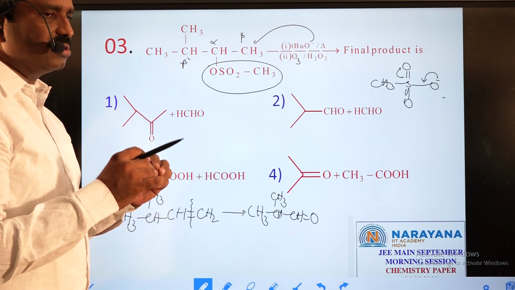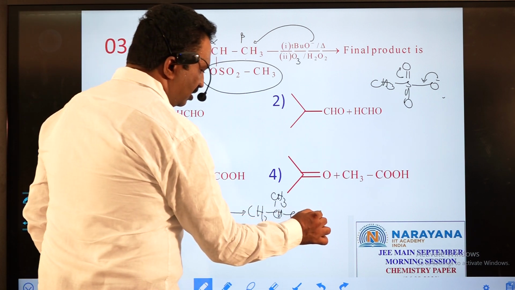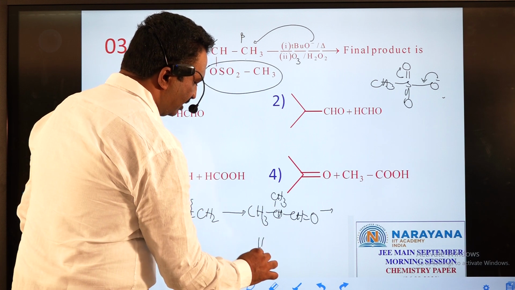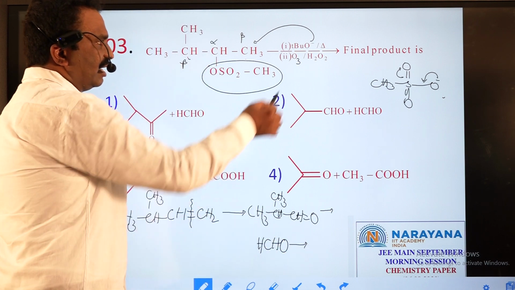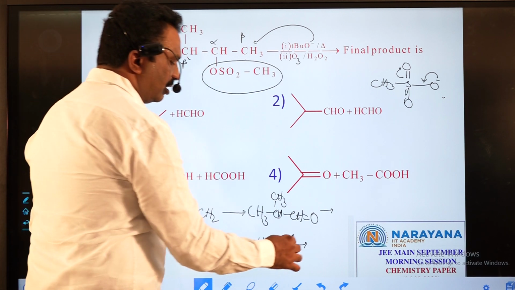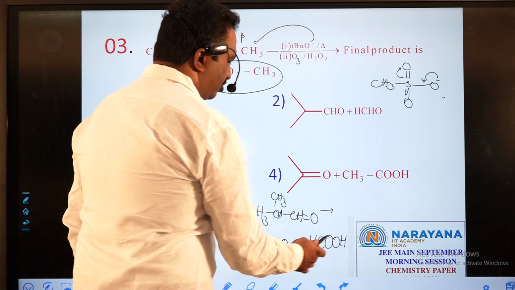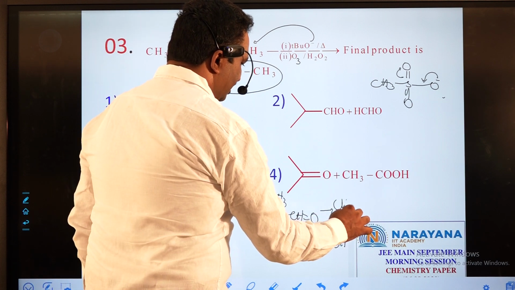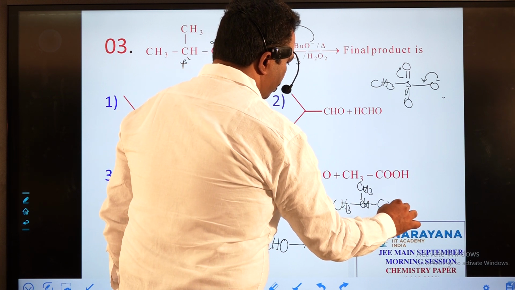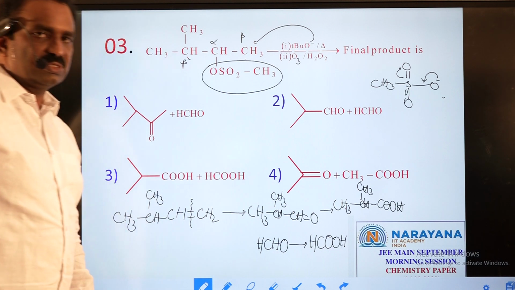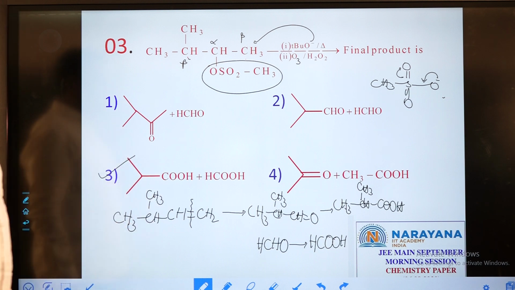That indicates it is oxidative ozonolysis. Very clear, it is oxidative ozonolysis. The aldehydes that are formed, along with formaldehyde, will be further oxidized because H2O2 can oxidize aldehydes easily. Oxidative ozonolysis leads to the formation of formic acid and also 2-methylpropionic acid. So these are the products in the case of the third option.